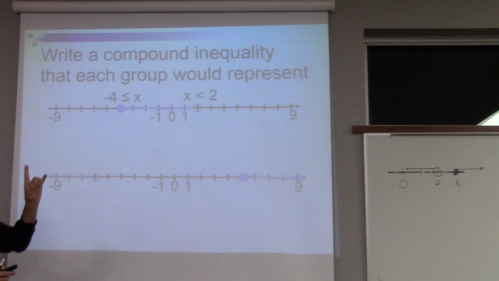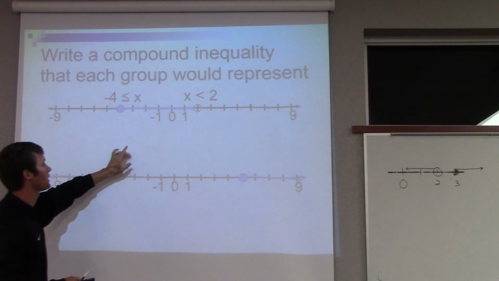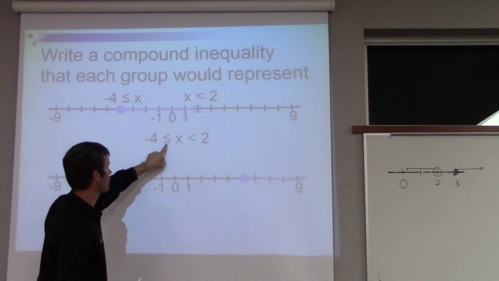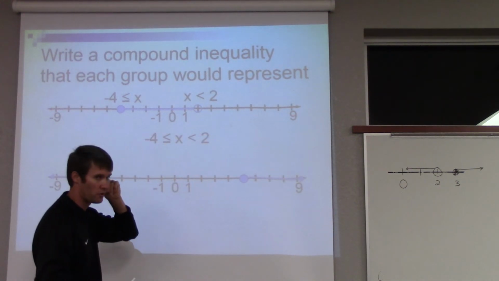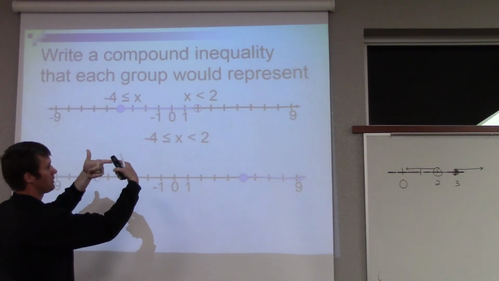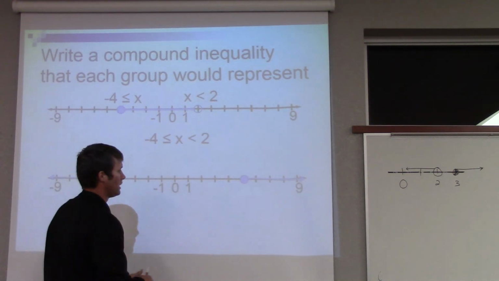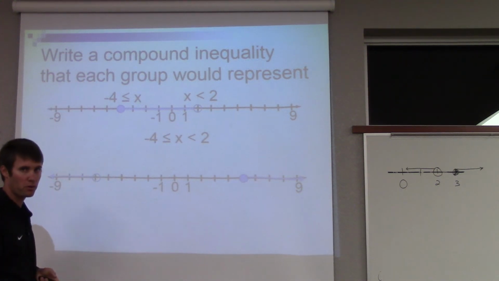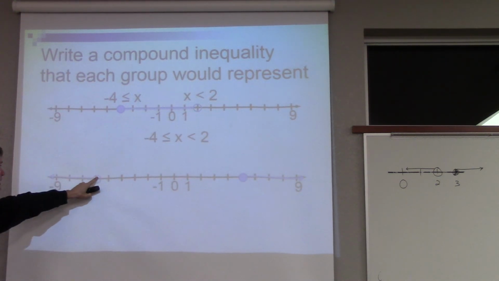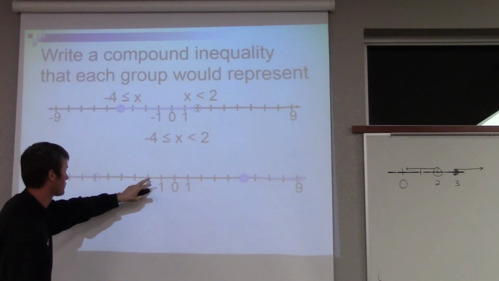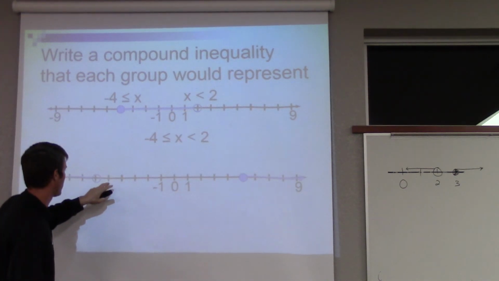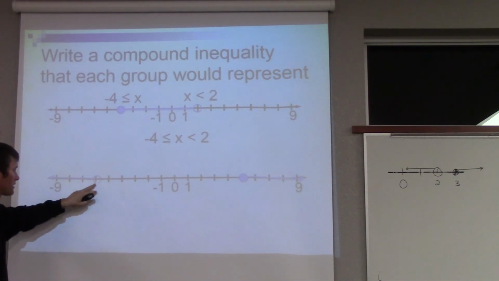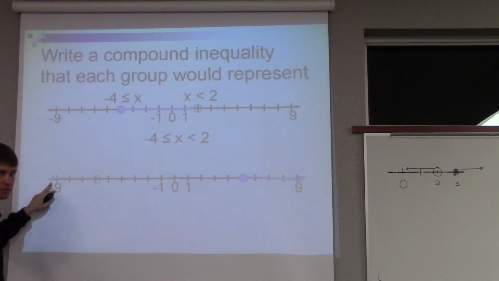Now we would combine this into one inequality. So we'd say it's greater than or equal to negative 4 or less than 2. Anytime they come together, we can write it like this. Here, they're separate, they're going away from each other, so we're going to use the word or between them. So we come down here. So this is negative 1, 2, 3, 4, 5, 6. So it's less than 6 because it's going to the left.